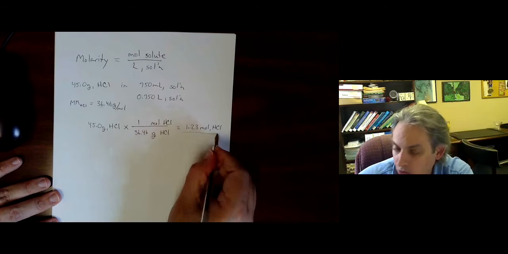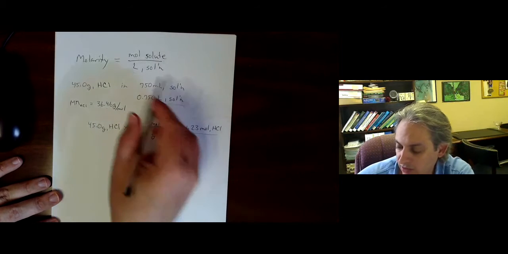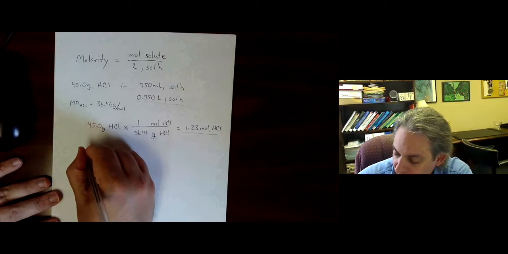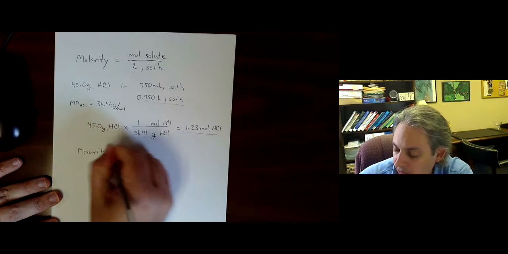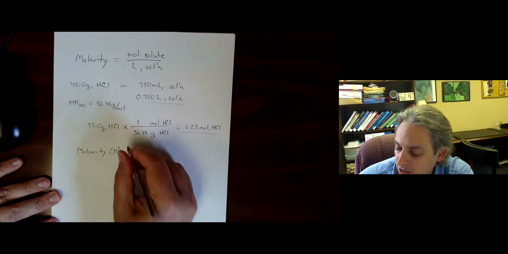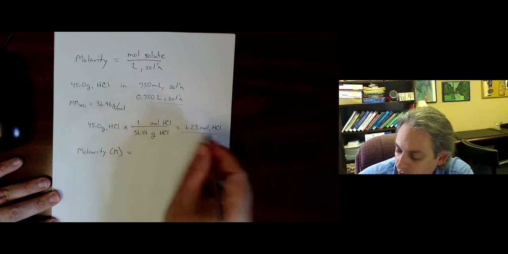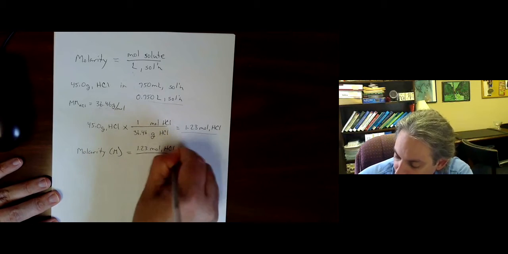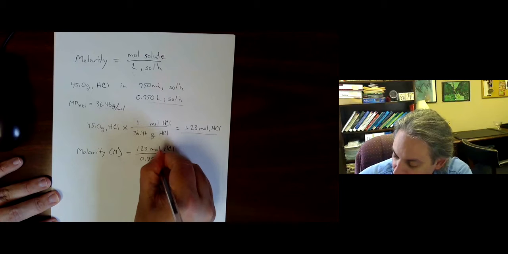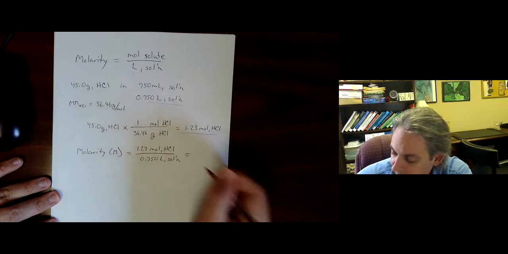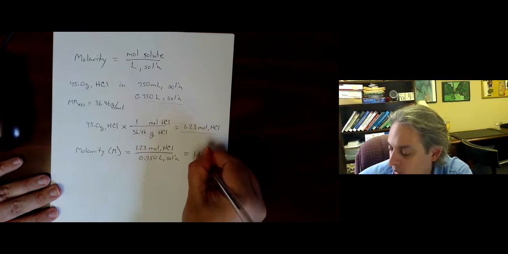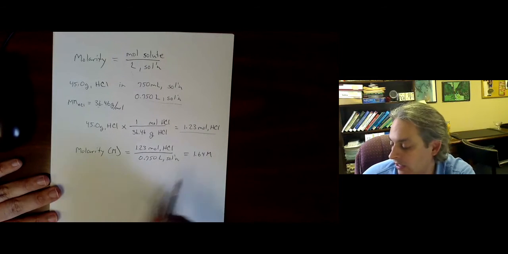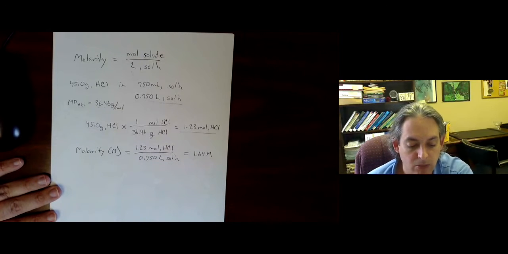Now we have our moles of HCl, we have our liters of solution, we just plug it into this formula to get the molarity. A lot of times you'll see molarity abbreviated with a capital M. So molarity is equal to 1.23 moles of HCl over 0.750 liters of solution. When you divide that, you'll get 1.64 molar, which is another way of saying a 1.64 molar solution.